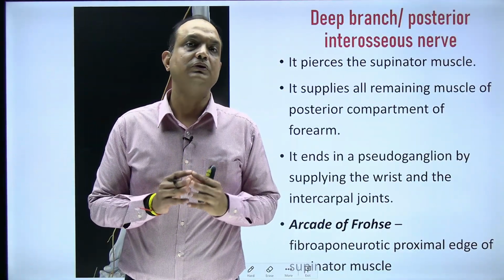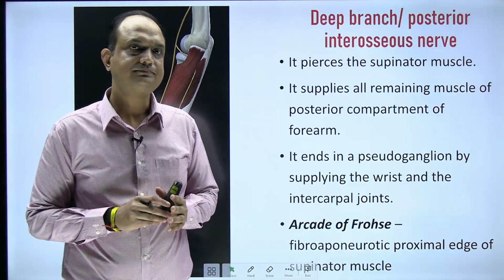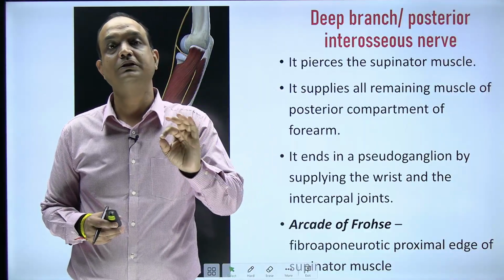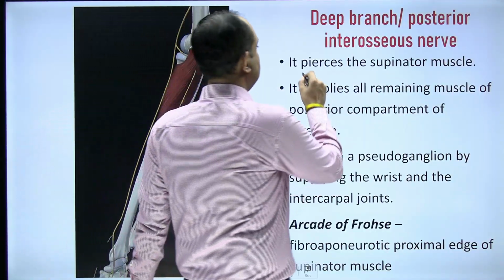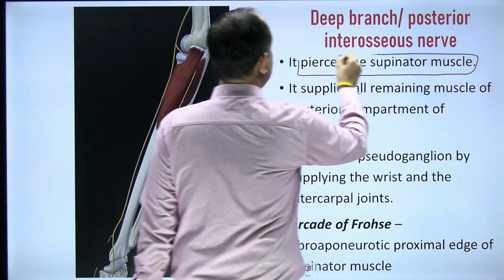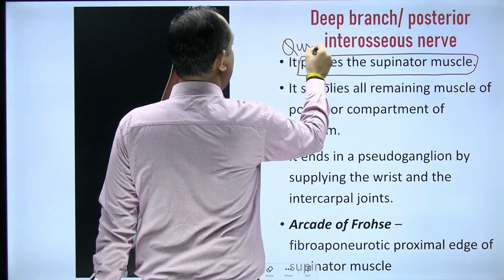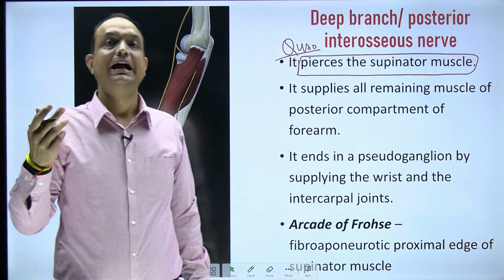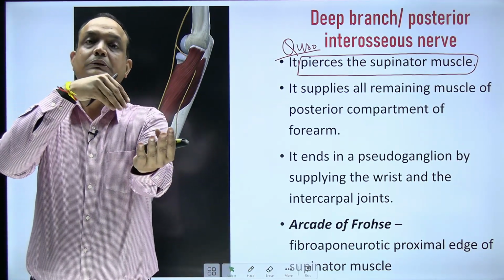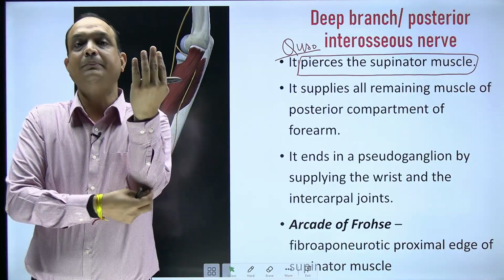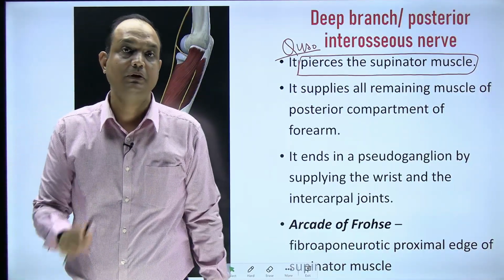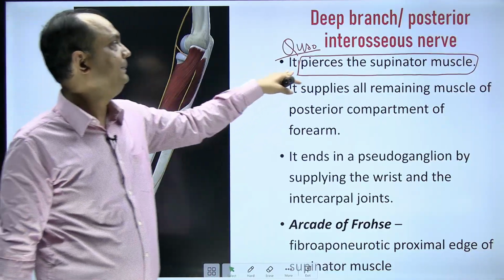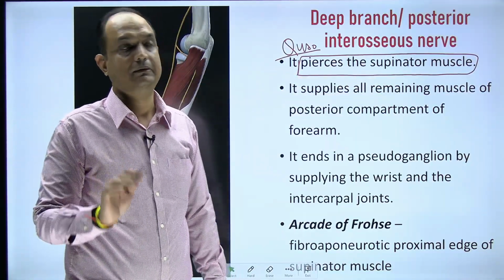The deep branch is also known as posterior interosseous nerve. The deep branch enters posteriorly by passing through the supinator. Now, my dear students, this is a very important question for your exam, that how this branch enters in the posterior compartment, because some students have the confusion that posterior branch passes through the upper border of interosseous membrane and then it comes in the posterior compartment. No, posterior interosseous nerve enters into the posterior compartment by piercing or passing through the supinator muscle.